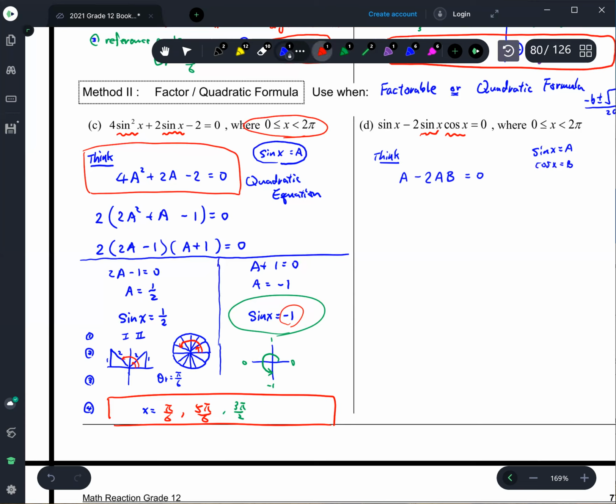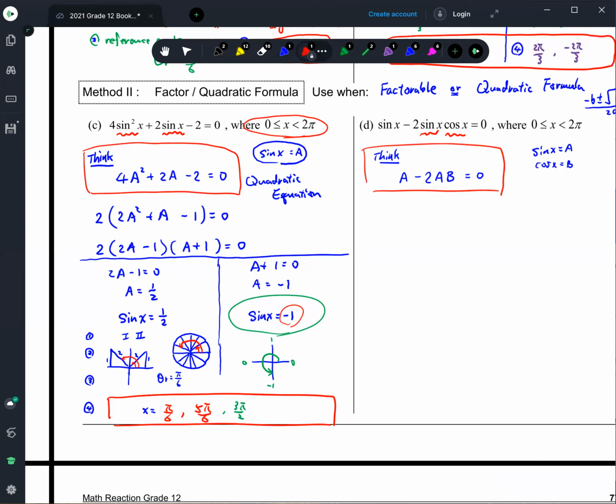Of course, we cannot isolate, right? We talked about that. So you try to factor it. But this is not quadratic, right? There's no square. We cannot factor that before, right? So how do we factor this one? Anyone has a suggestion? A minus 2AB. What can we factor?